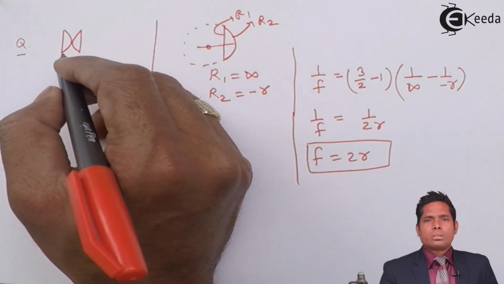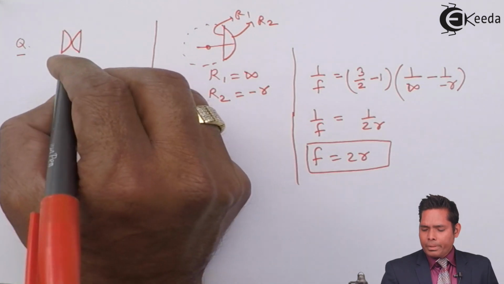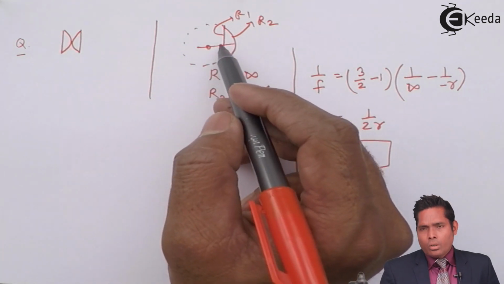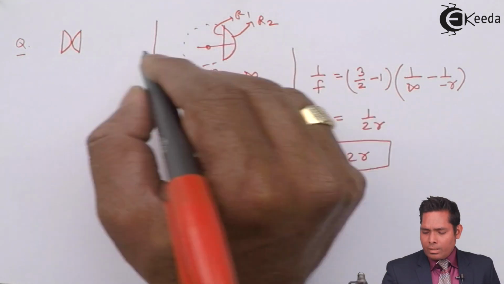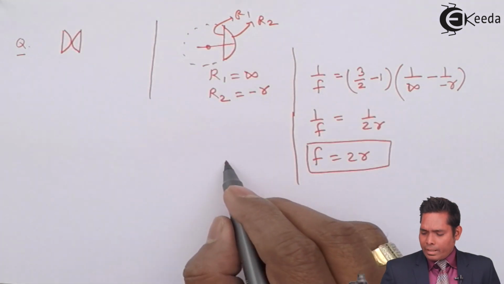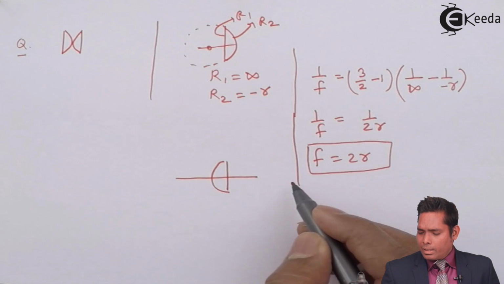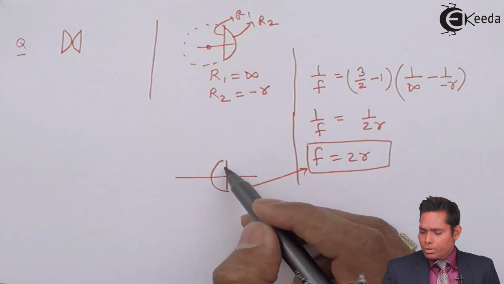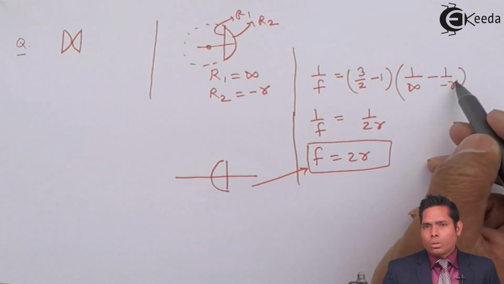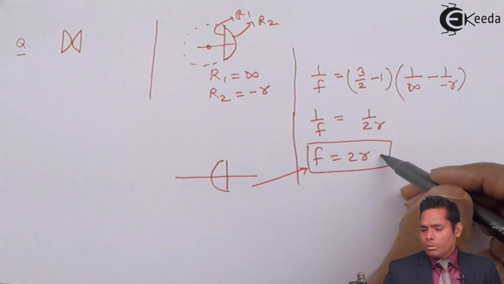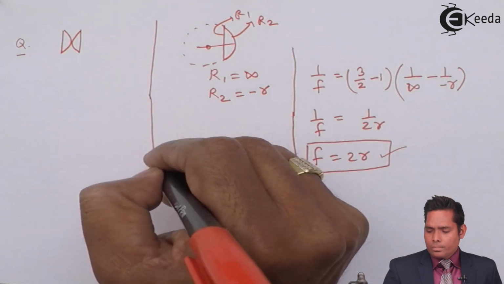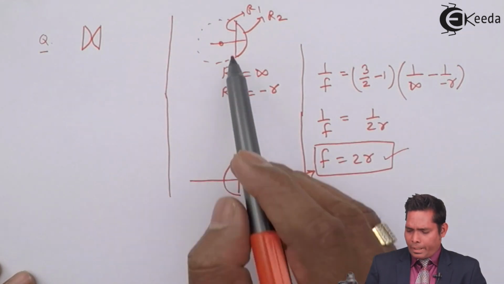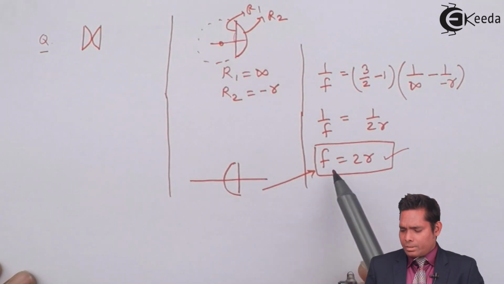Now what is the combination? If you look at the combination, this is the combination of these two lenses. You must also remember that whether you take this one or this lens, the focal length is equal to 2R, because this time this will become positive R and this will become 0. So again it is the same value, F equals 2R. Whether I take this side plane or that side plane, the focal length is F equals 2R.